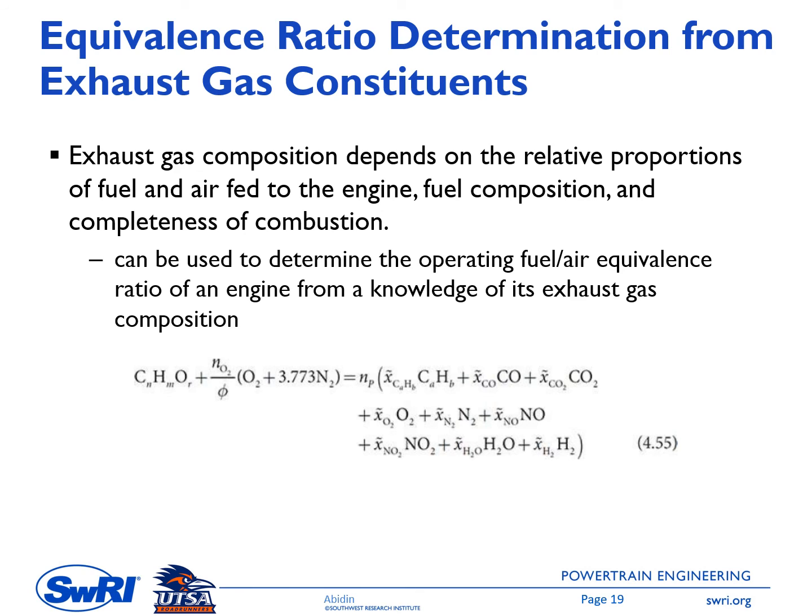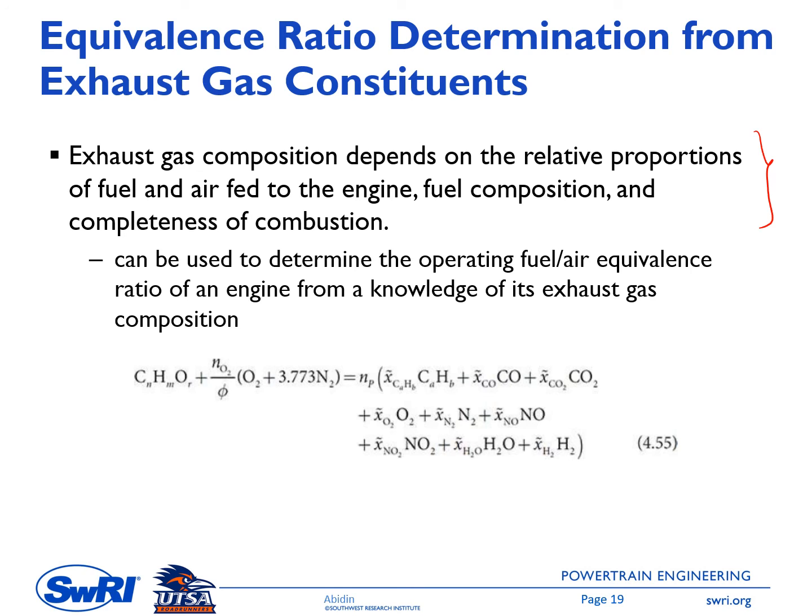Next one is equivalence ratio determination from exhaust gas constituent. As I mentioned to you, the equivalence ratio determination is not from the measurement of the fuel flow and airflow, rather it is estimated from the exhaust gas composition measurement. So exhaust gas composition depends on the relative proportion of fuel and air fed to the engine, fuel composition, and completeness of combustion. So from this effect, we can use exhaust gas composition to determine the operating fuel-air equivalence ratio of engine.